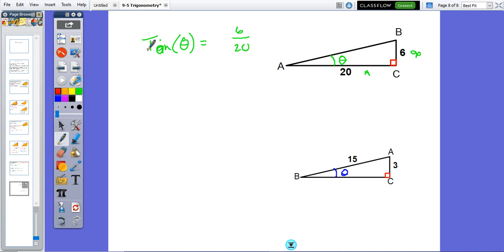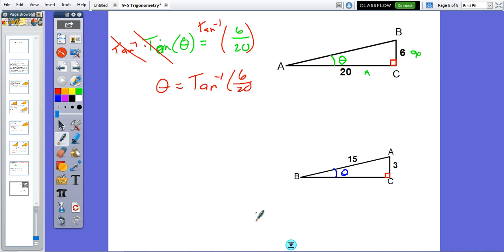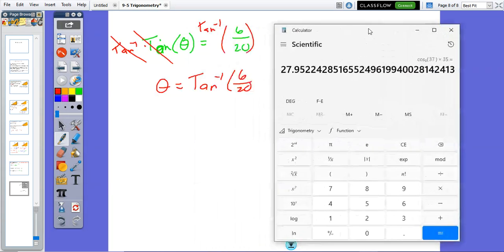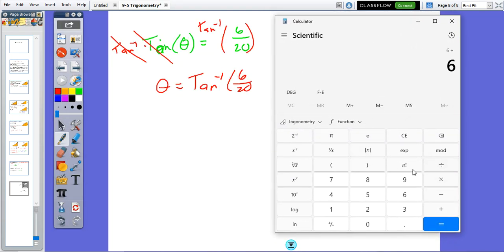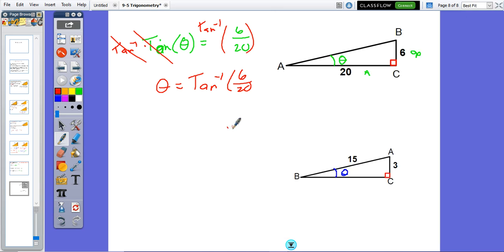I got to get rid of my tangent this time, so I'm going to multiply both sides by the inverse tangent, or tangent to the negative one, inverse tangent. Crosses that out, giving me just theta, the angle I'm looking for. And on the other side, I got the inverse tangent of 6 over 20. So let's bust out our calculator, see what that looks like. On this one, we'll do 6 divided by 20 first. You get a decimal number, and then we're going to do the inverse tangent of that. So we get 16.699, or 16.7 degrees. All right, good job, everybody.